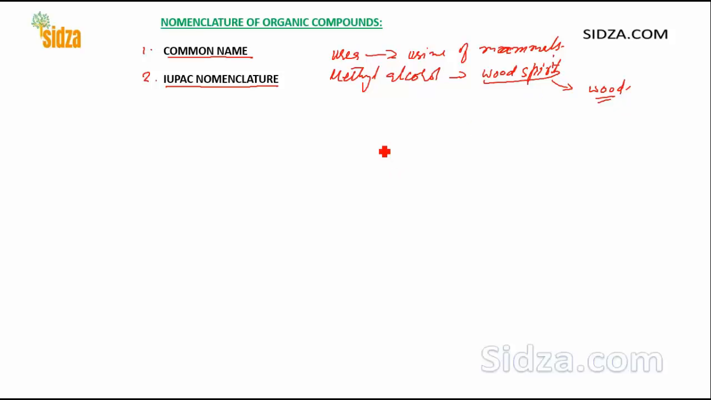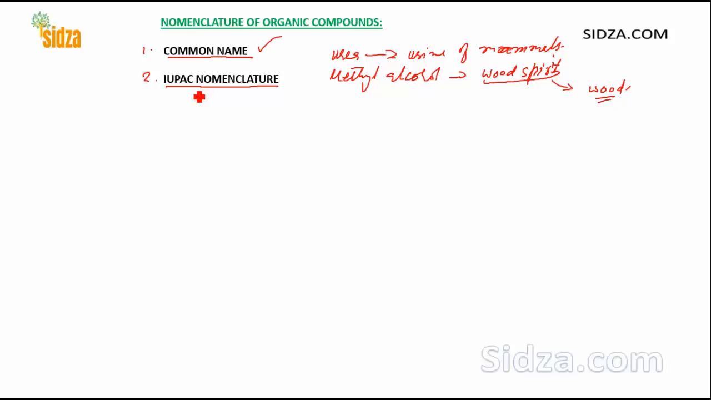But later on, when a lot of compounds were synthesized in the labs, it was not possible to continue with the common name system of nomenclature. A new system of nomenclature was introduced, which is called the IUPAC nomenclature system, and IUPAC refers to International Union of Pure and Applied Chemistry.